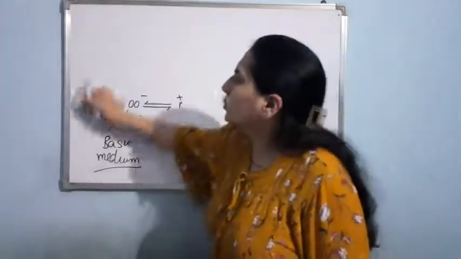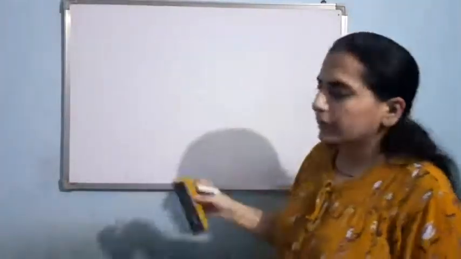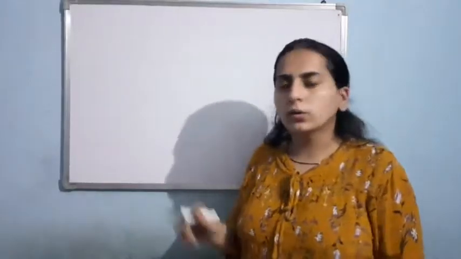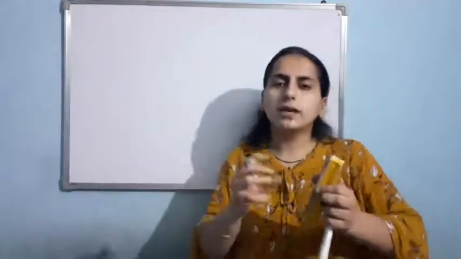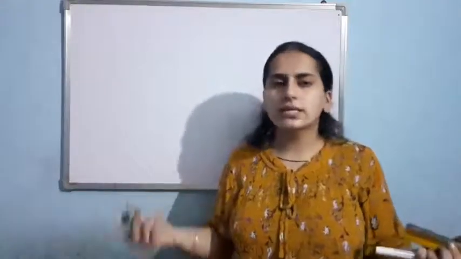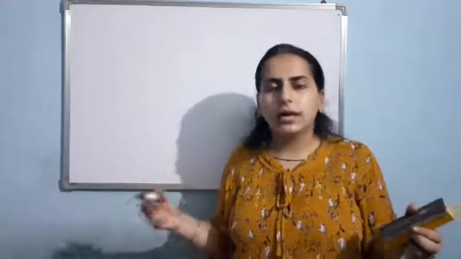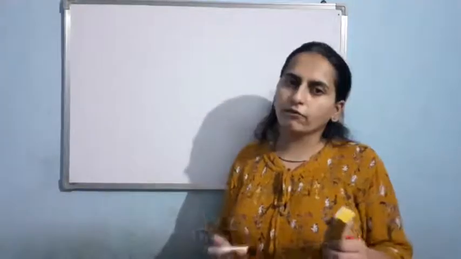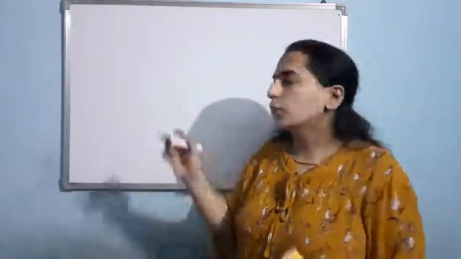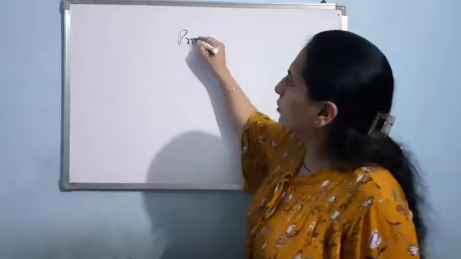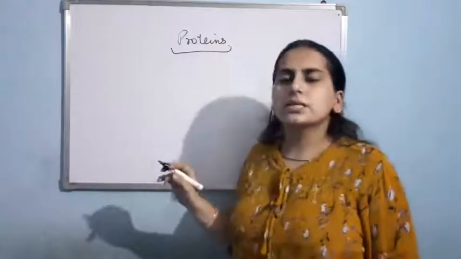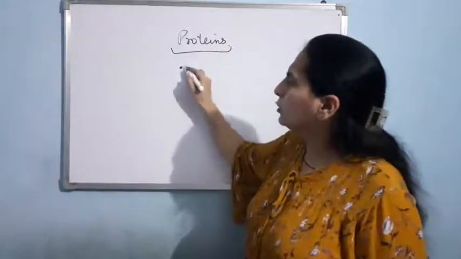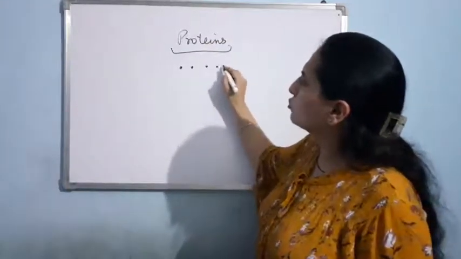Now let us come to our structure, that is protein. And as I told you, protein is a bio-macromolecule. The amino acid was a bio-micromolecule. And when the amino acids join, it results in the formation of a peptide chain, and proteins are polypeptides. So obviously the weight will increase. So proteins are bio-macromolecules.